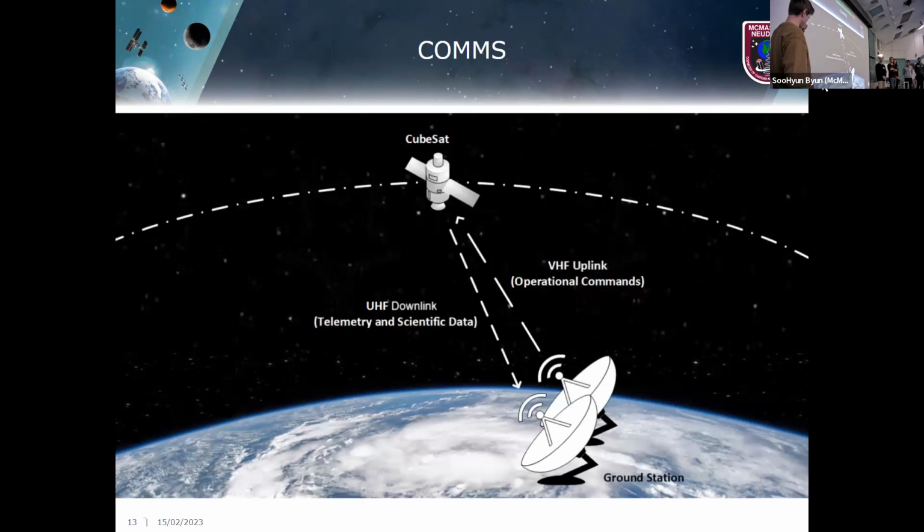So this is sort of a general pass, what it will look like. We downlink data, and that's generally science data, as well as what we call housekeeping, which is like the health of the satellite. It's just how we make sure that it's still alive and doing well up in space. And then on the other side, we actually uplink operational commands, things like turning on the detector and starting to collect data.